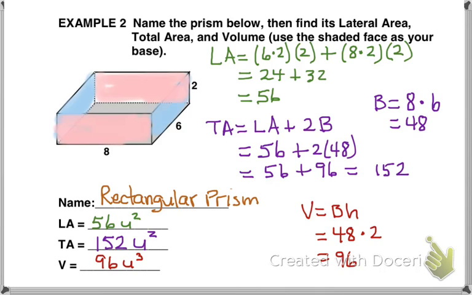Because now instead of measuring the number of squares that fills in a flat area, we're measuring the number of cubes that will fill the prism, and that would require 96.